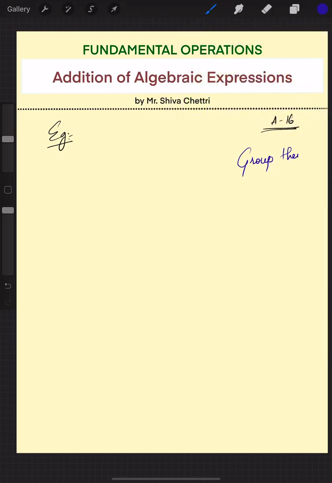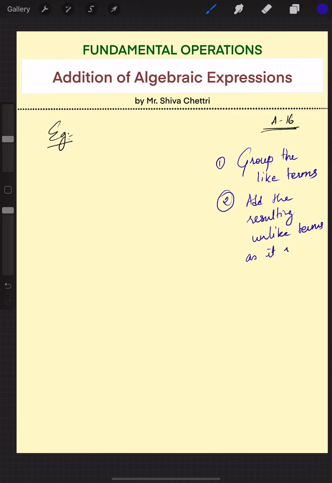The first step that we need to keep in mind is that we will group them together. What will we group? Group the like terms. The first step is to group the like terms, and the second step is to add them, and write the resulting unlike terms as they are. Because unlike terms cannot be added, we just need to write them as they are. Only we will add the like terms.